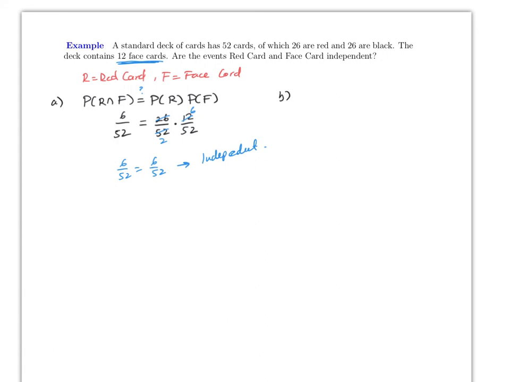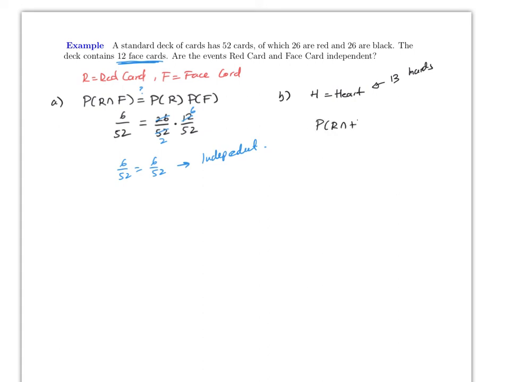Now if we do part B, let's add another event. Let's say H stands for a heart. And if you are not familiar with cards, don't worry, you will not have any card problems on the exam, but they are good for illustration purposes. So let's say you have a heart and there are 13 of them. Okay. So the question is the following: are hearts and red cards independent?